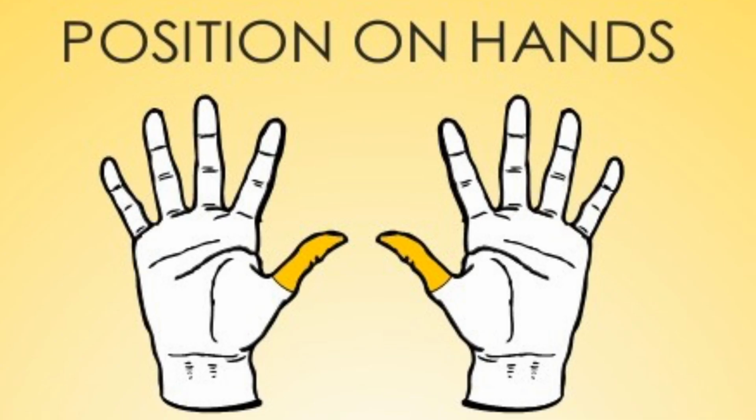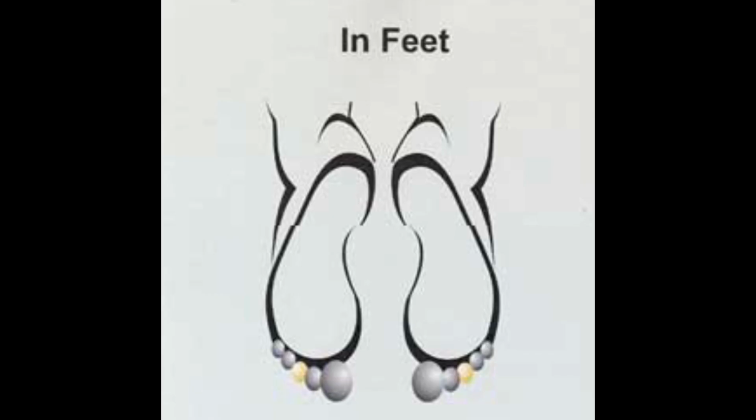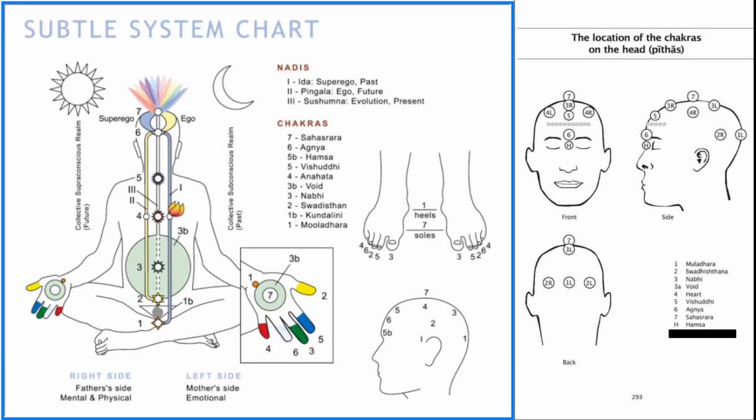The thumb in both our left and right hand corresponds to the Swadhisthana Chakra, as the nerve endings from this plexus terminate in the thumb. And in the feet, it is represented as the third toe, which is yellow in color, given to you in this picture. So these are the overall reflections of the Swadhisthana Chakra in our body.